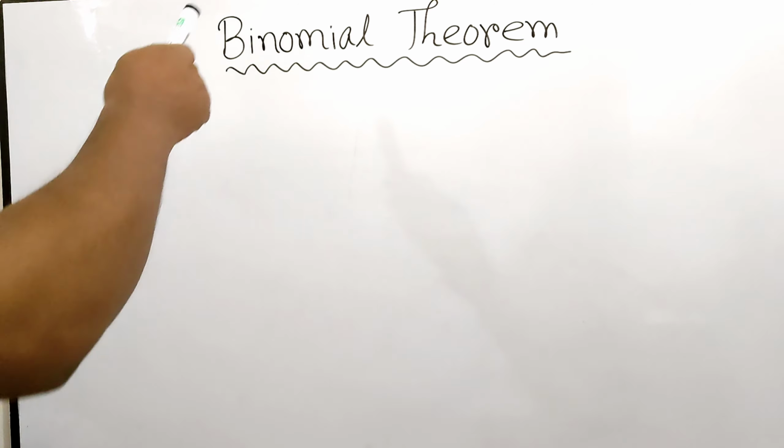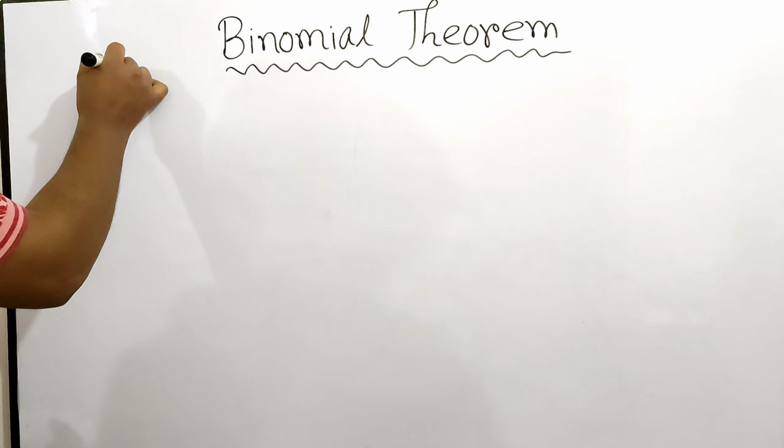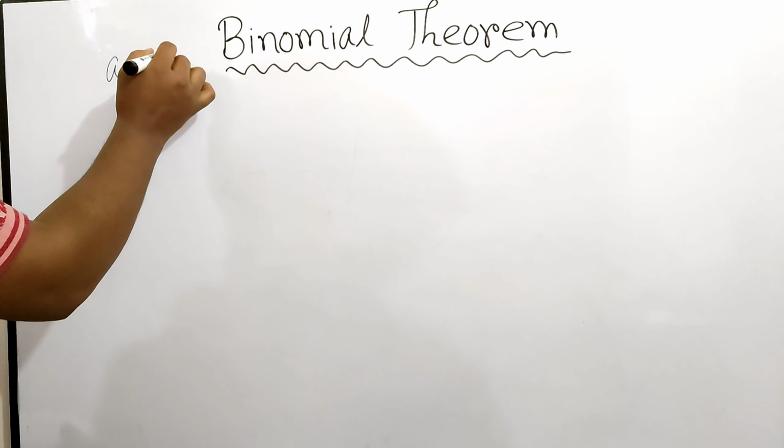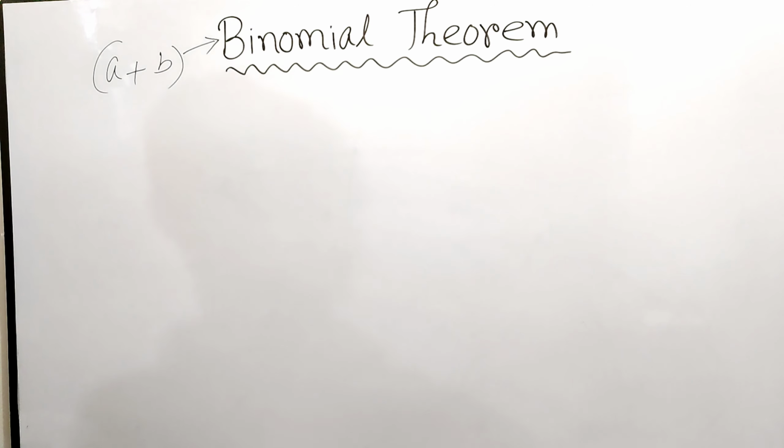Okay, first of all, what is the meaning of binomial? Binomial means two terms. That means if a and b are two terms, this is a binomial. It could be any number or any letter, and that is called a binomial. It should be two terms.